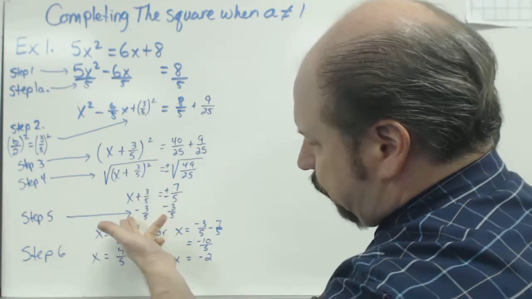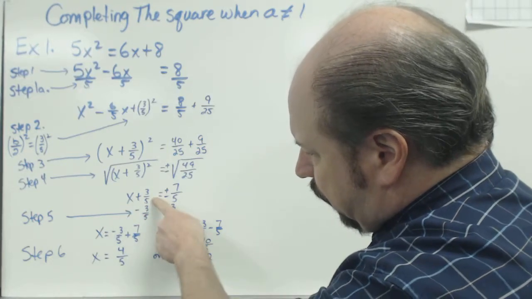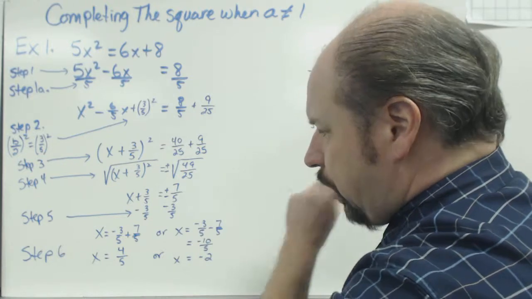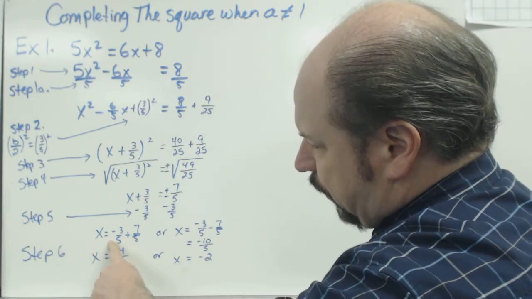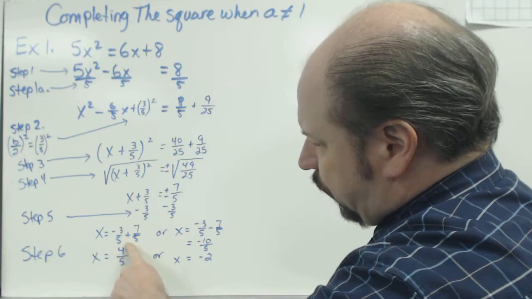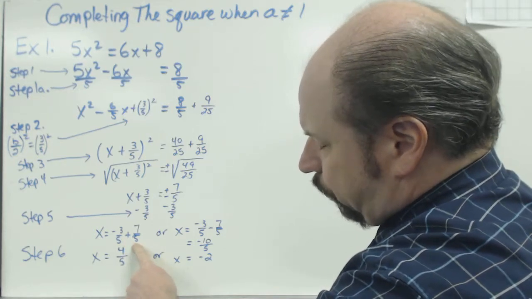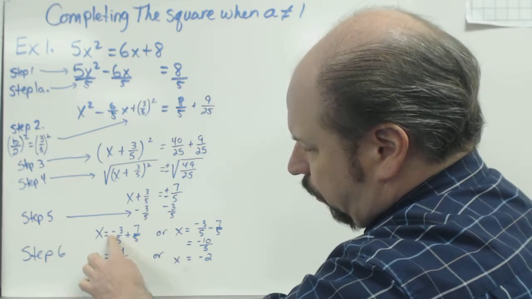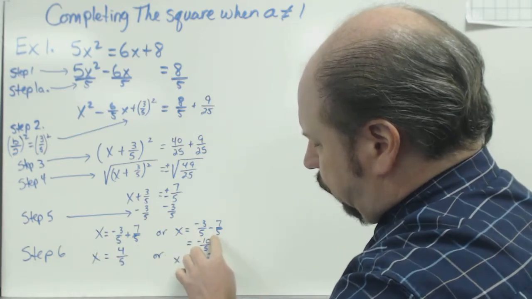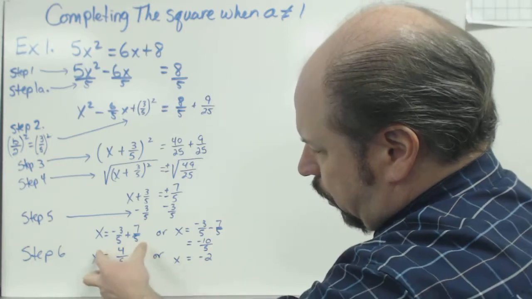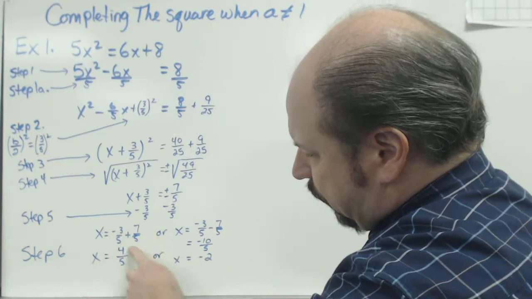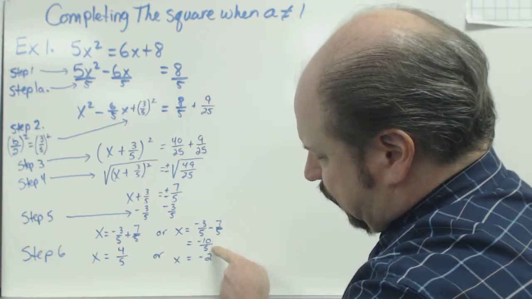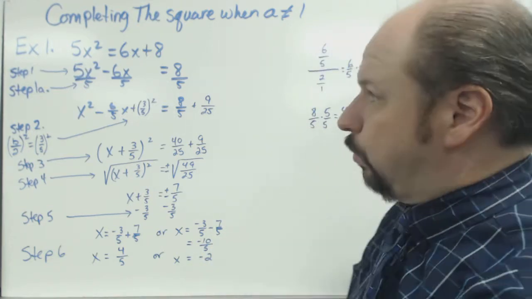And now for step 5, subtract this from both sides. So subtract 3/5 from both sides. And we get x equals negative 3/5 plus or minus 7/5, is what I meant to say. So negative 3/5 plus 7/5, and negative 3/5 minus 7/5 over here. And negative 3 plus 7 gives us 4 over 5. And negative 3 minus 7 gives us negative 10 over 5, which is negative 2.